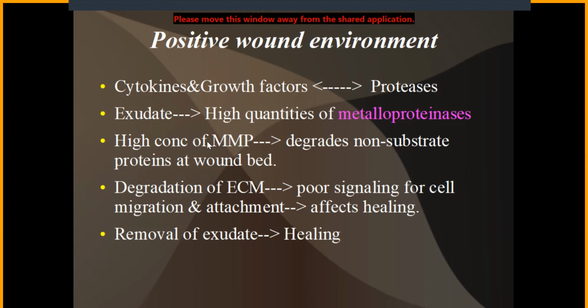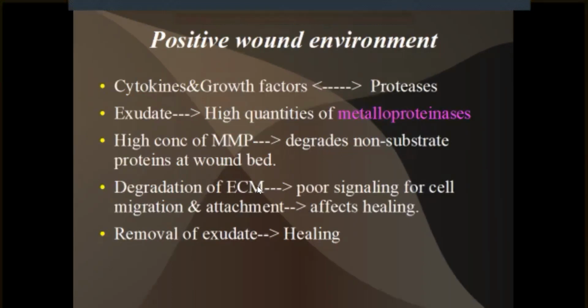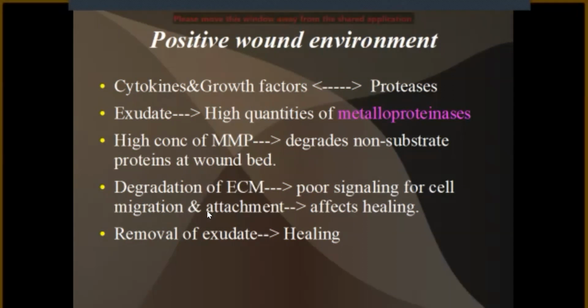But when there is a high concentration of matrix metalloproteinases, they degrade the non-substrate proteins at the wound bed. Degradation of the non-substrate, say extracellular matrix, causes poor signaling for cell migration and attachment, and ultimately there is delayed healing. So this exudate, which has a high quantity of metalloproteinases, when removed, the problem is solved.